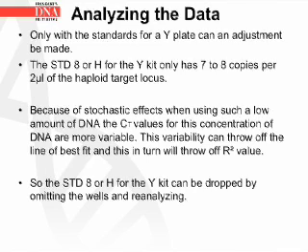The standard 8 or H standard for the Y kit only has 7 to 8 copies per 2 microliters of the haploid target locus. Because of stochastic effects when using such a low amount of DNA, the CT values for this concentration of DNA are more variable. This variability can throw off the line of best fit, and this in turn will throw off the R² value. So the standard 8 or H for the Y kit can be dropped by omitting the wells and reanalyzing.